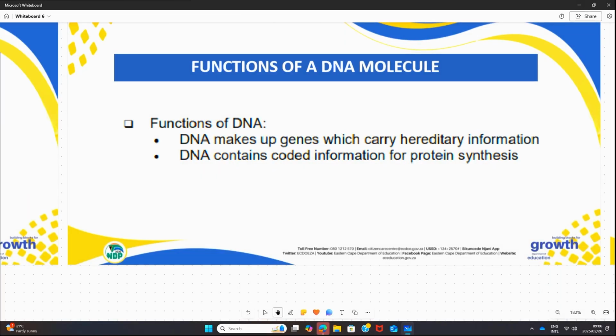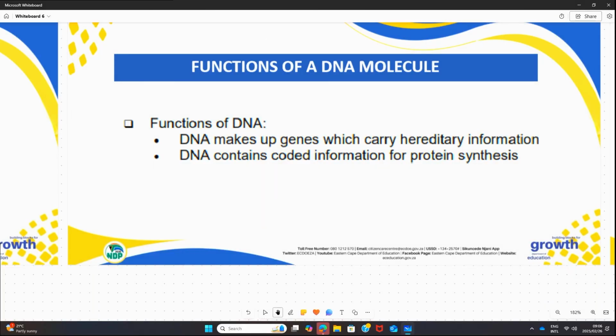For example, the first function says the DNA makes up the genes which carry hereditary information. So that is the first function of the DNA, that it makes your genes which carry hereditary information. The hereditary information we are talking about is the genes themselves, which are passed from parents to their offspring. The genes I'm talking about might be the height, the eye color, the hair color, your left-handedness, anything that you have inherited from your parents.